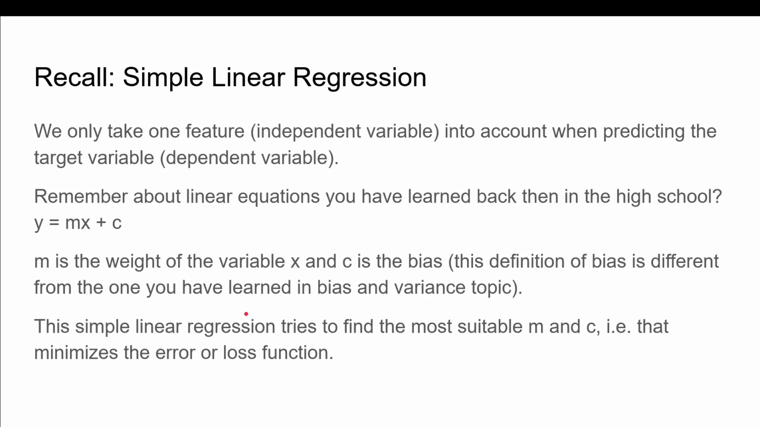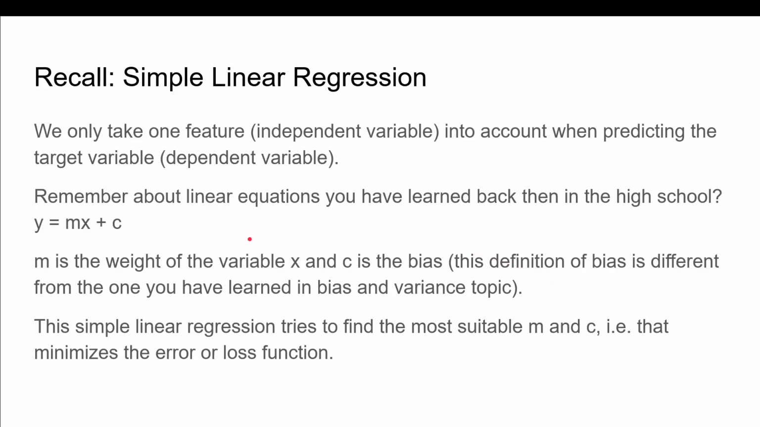There are three types of regression which have been taught in the class. The first one is simple linear regression. It is the same as the linear equation that you learned back in high school: y equals m times x plus c, where m is the weight of the variable and c is the bias. Do note that the bias we are talking about here is different from the one in the bias and variance topic.